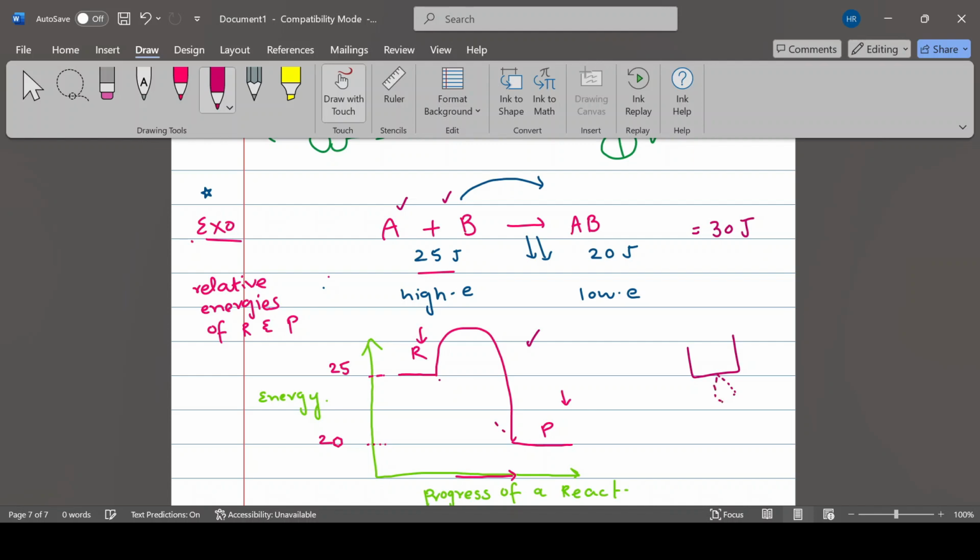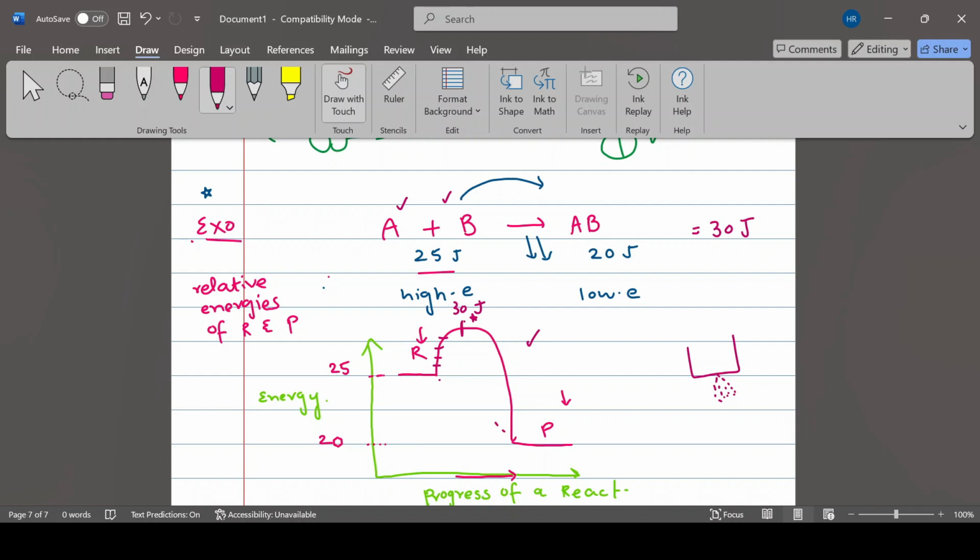You are going to heat the beaker. As you're heating the beaker, you're allowing the particles to gain more energy. So from 25 joules they go up to 26 joules, 27 joules, 28 joules, 29 joules, and then as soon as they reach this threshold, which is 30 joules, now the reaction will be activated. The reaction does not start until and unless it crosses that activation energy point.